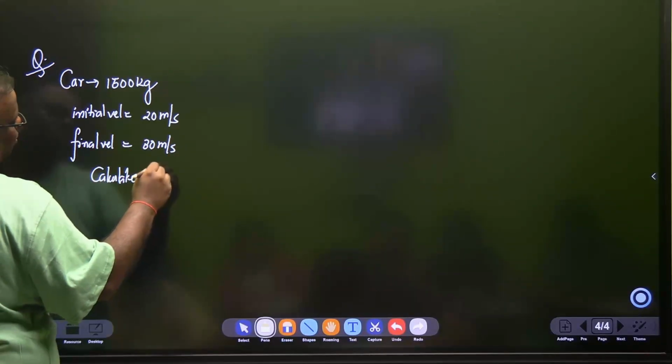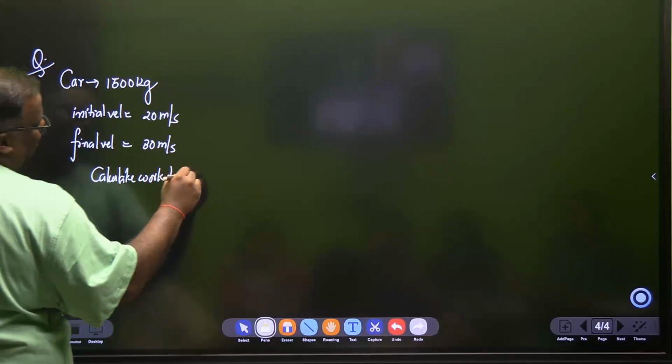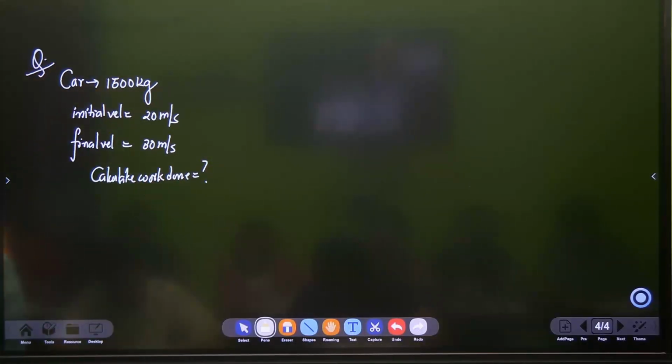work done. देखो फंस जाओगे तुम इसी प्रॉब्लम में। Calculate work done. Work done हम क्या पढ़े थे? Force into displacement. डिस्प्लेसमेंट तो बताया ही नहीं क्या है इसमें, फोर्स बताया ही नहीं क्या। Who said the car is going in a straight line? Did I say that?